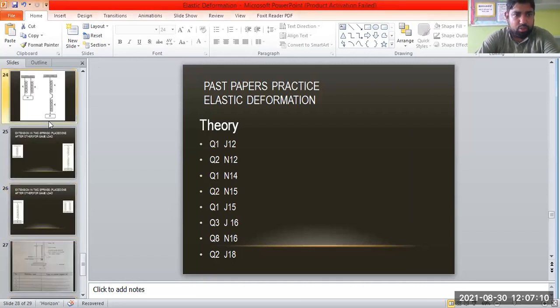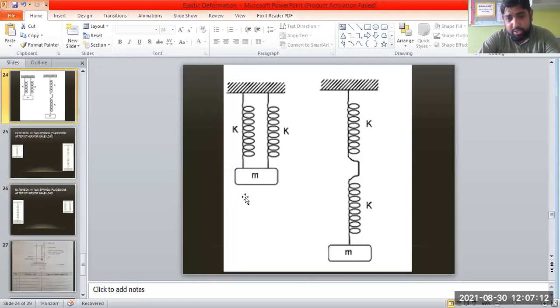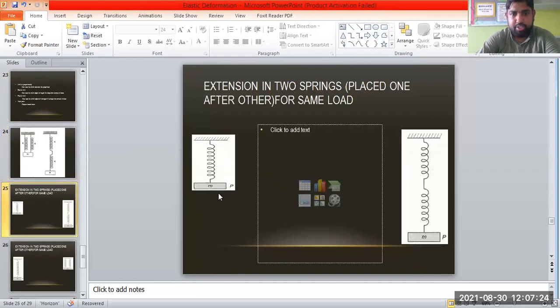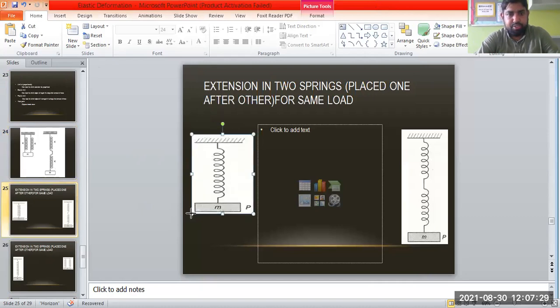Okay, one more thing we will cover in this. Last thing, if we have two springs or more than that, what happens then? So for example, let me share this diagram here, yes, this is showing two situations.